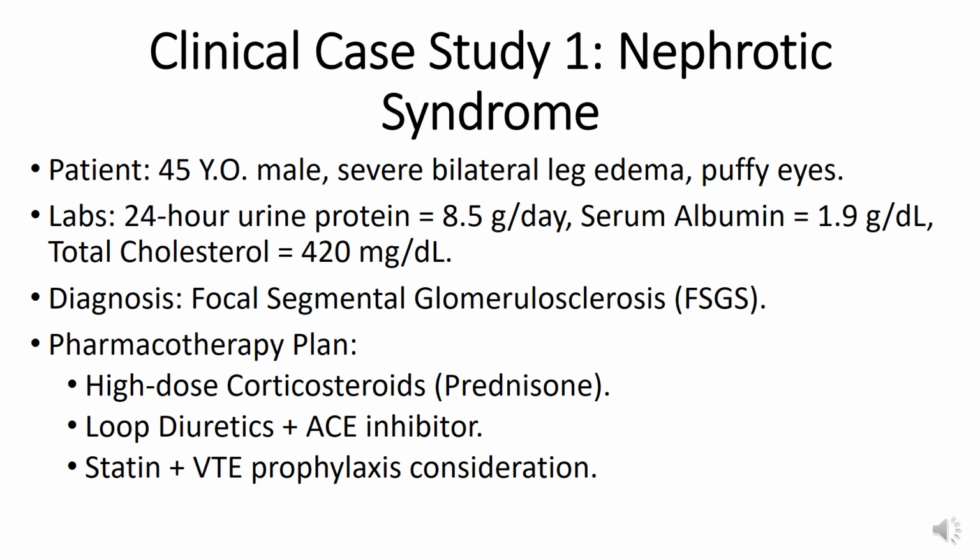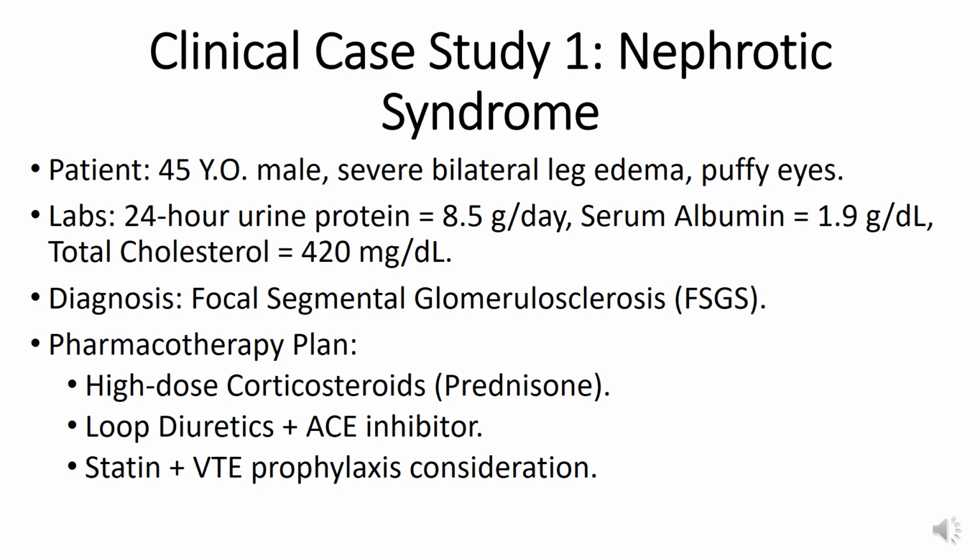The next step is to review the laboratory findings. A 24-hour urine collection shows protein excretion of 8.5 grams per day. This is far above the threshold for nephrotic syndrome. Remember, nephrotic range proteinuria is greater than 3.5 grams per day. This patient is losing enormous amounts of protein through the kidneys.